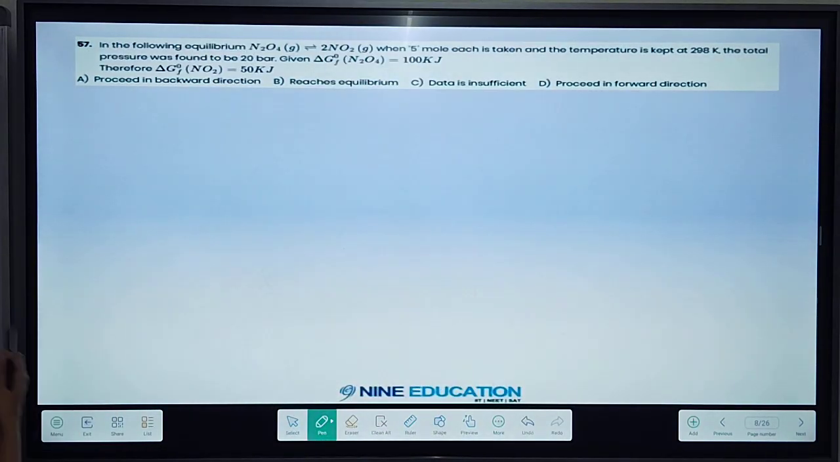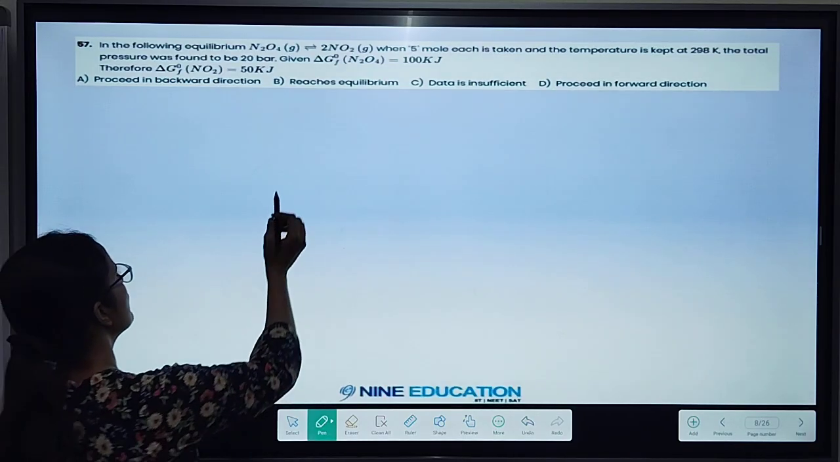Next question we are having, in the following equilibrium we have the equation N2O4 gaseous giving us 2NO2 gaseous. Okay, when 5 mole each is taken and the temperature is kept at 298 Kelvin, the total pressure was found to be 20 bar when delta GF naught of N2O4 is 100 kilojoule and delta GF naught of NO2 is 50 kilojoule. Okay, we need to talk about how the reaction will be, right? Whether it will proceed in backward direction or forward direction, or what will be there.